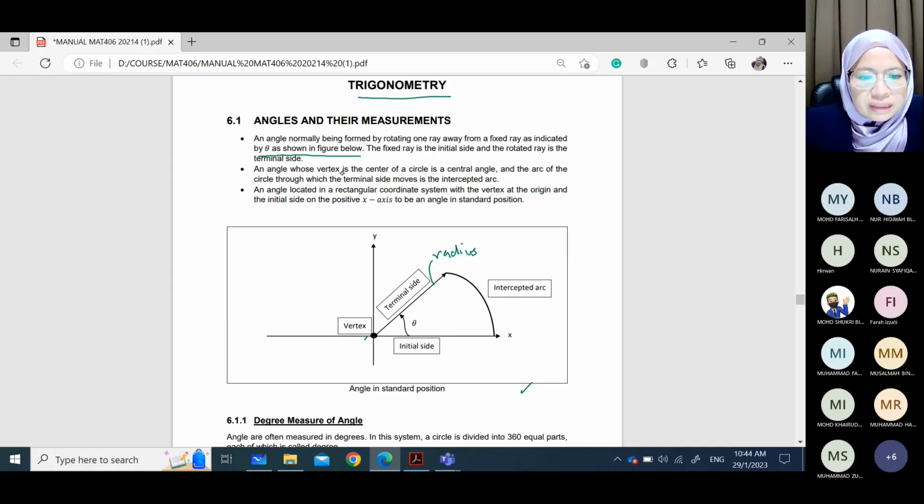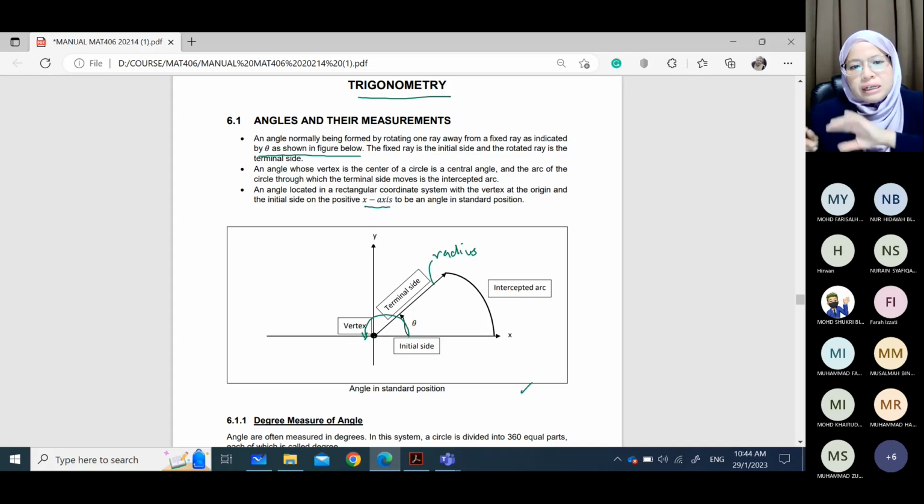Okay, so an angle whose vertex is the center of a circle is a central angle and the arc of the circle through which the terminal side moves is the intercepted arc. Okay, so an angle located in the rectangular coordinate system with the vertex at the origin and the initial side on the positive x-axis is said to be an angle in standard position. So this means that angle tu adalah daripada x-axis. So dia bergerak ke sini lah.